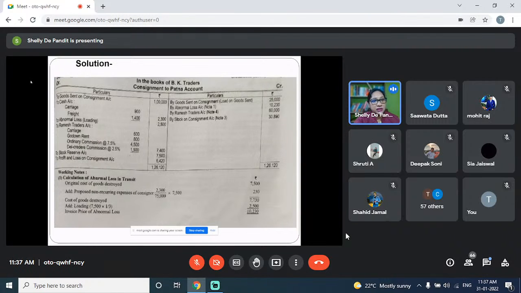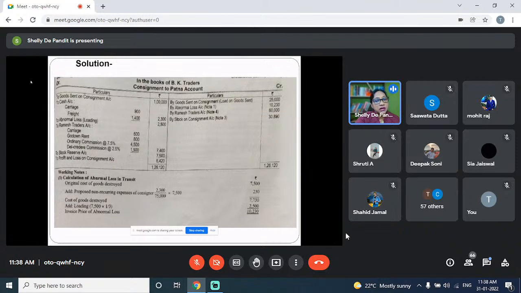Remember the journal. Actually, what I'm thinking is that I will send the entire PPT to Professor Choitali Pal ma'am, so that she can share the PPT, right? So let us come to the abnormal loss load part. It became 2,500. So we put to abnormal loss within bracket load.